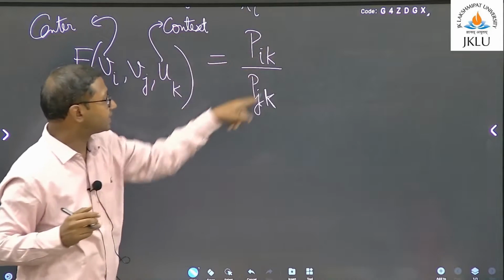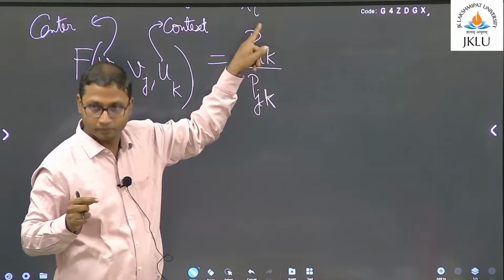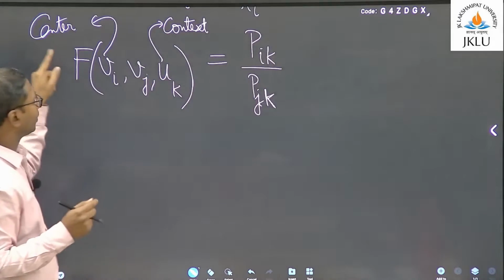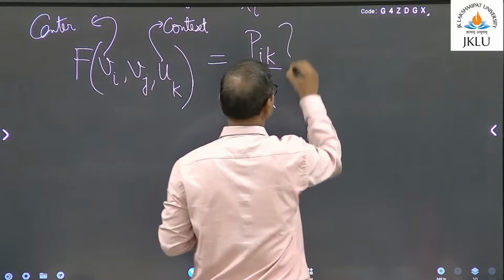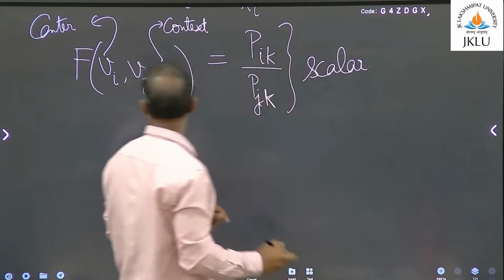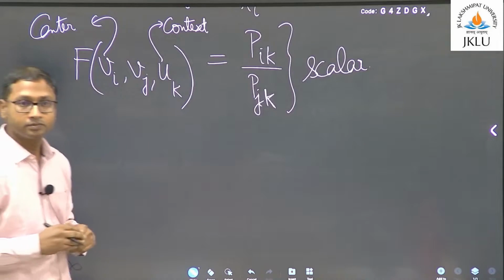Is this a number? This is a number divided by a number, so finally a number. Okay. Now, this whole thing is a scalar. Now, what about this?